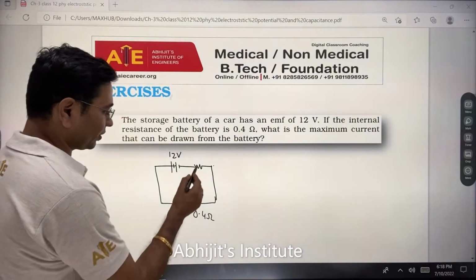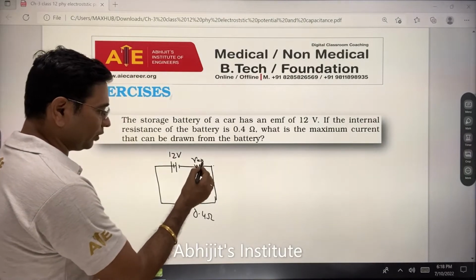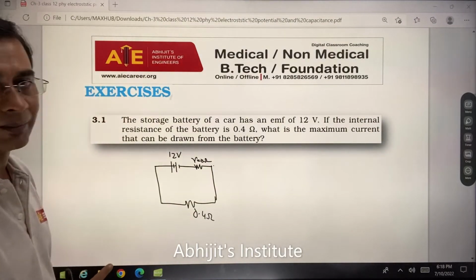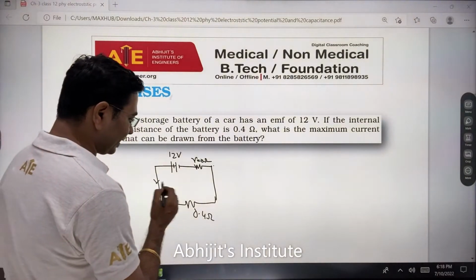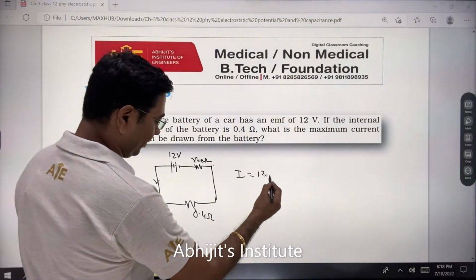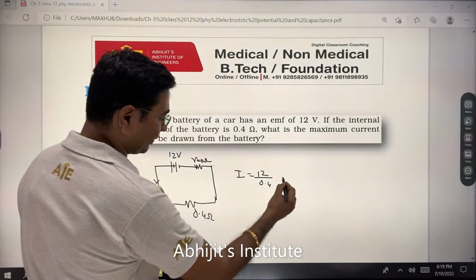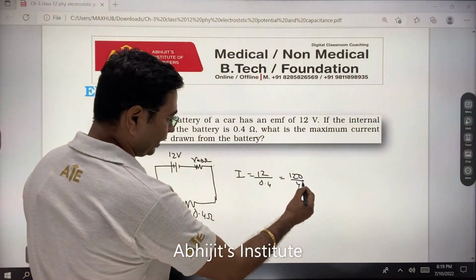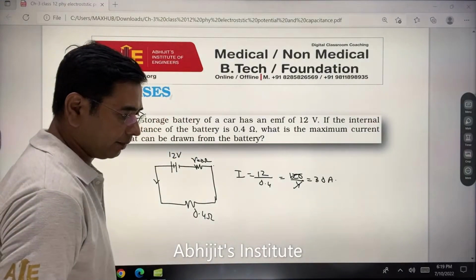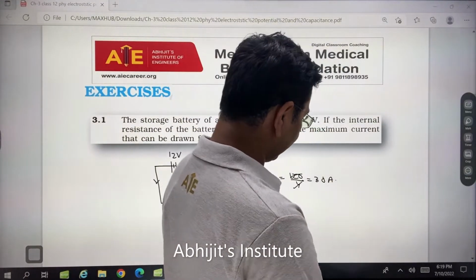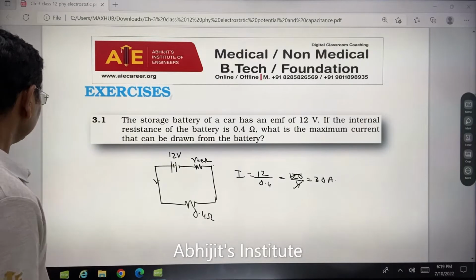What is the maximum current? So he is saying this internal resistance as 0 ohms. Nothing is being mentioned about the internal resistance, and therefore I am considering it as 0. And simply you get the current from here: I is equal to 12 upon 0.4, and that will be nothing but 120 by 4, and that is nothing but 30 amperes. So 30 ampere is the current that will come out from this cell, the battery.